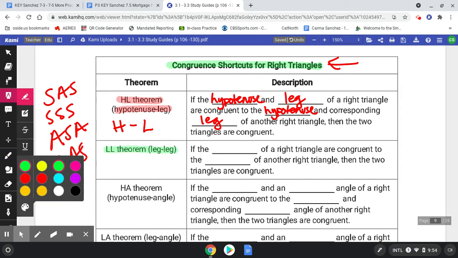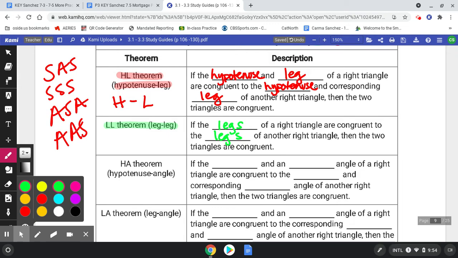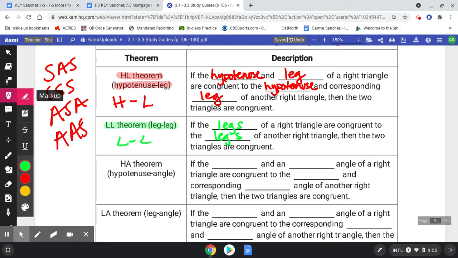Next one says leg-leg theorem. So this one says that if the legs of a right triangle are congruent to the legs of another right triangle, then the two triangles are congruent. So again, two legs is enough. The HA theorem. Let's go purple on this one. This stands for hypotenuse and one angle.